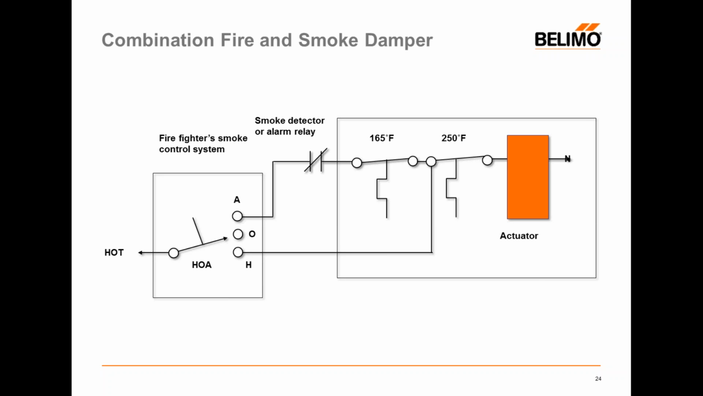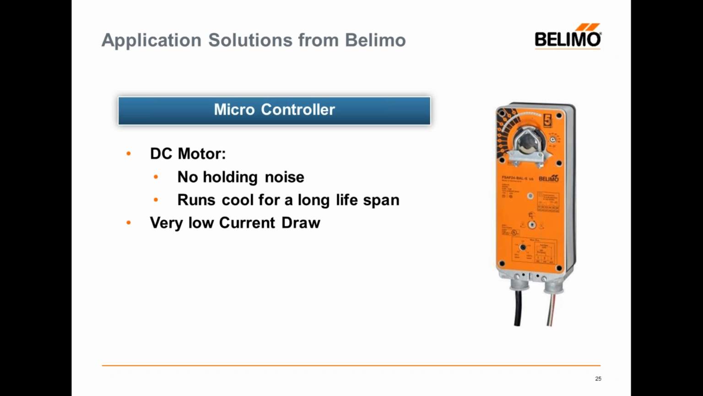If in fact we have 250-degree temperature present in the ductwork, we simply do not want that damper to be opened. That is a safety that's put in place to prevent any serious fires from spreading without our knowledge or without the HOA being in play.